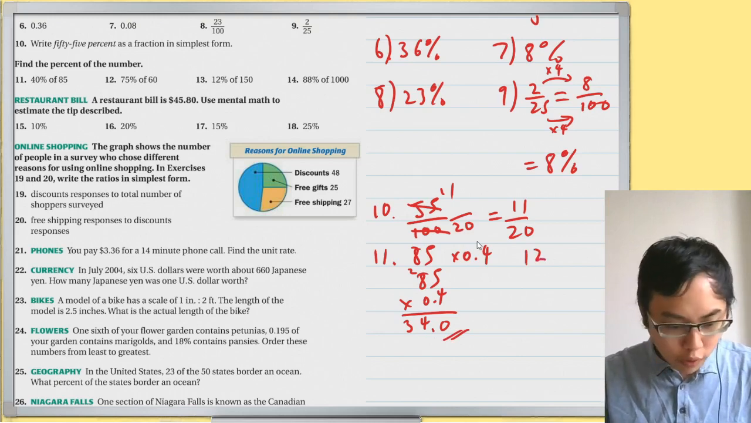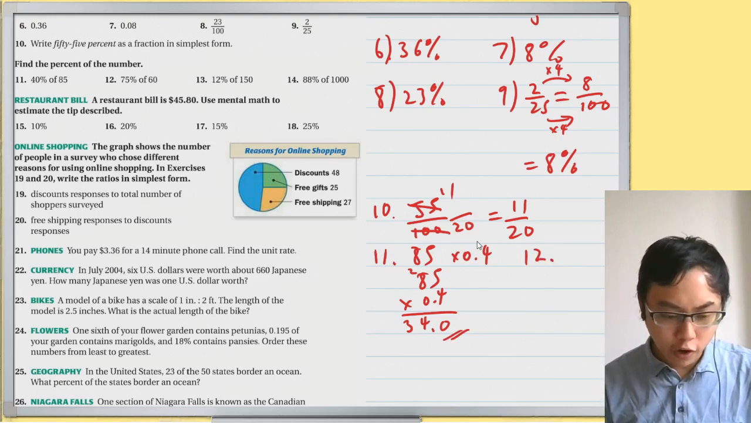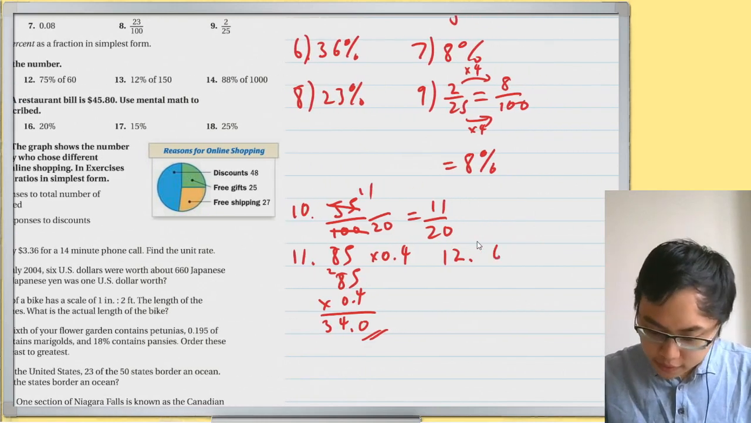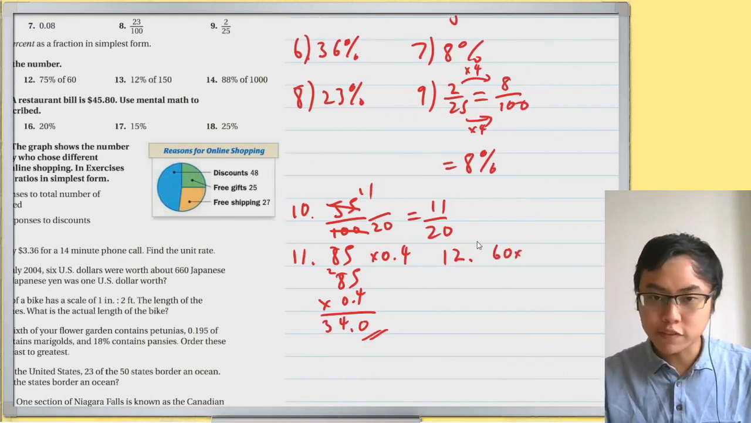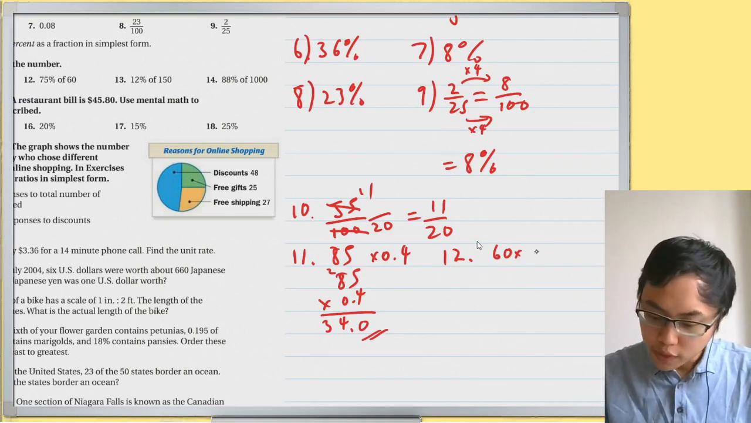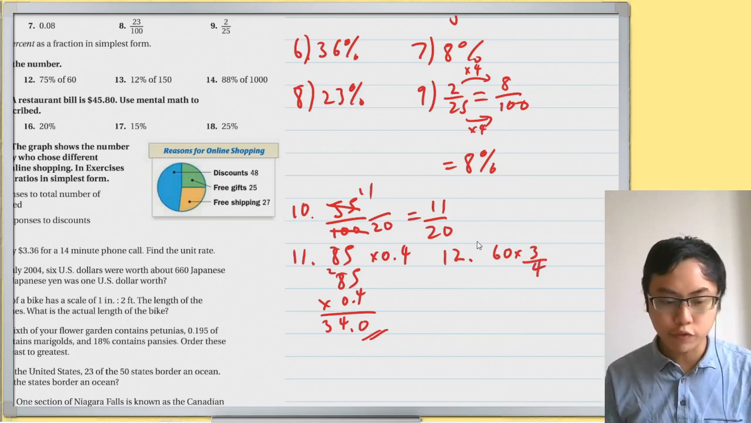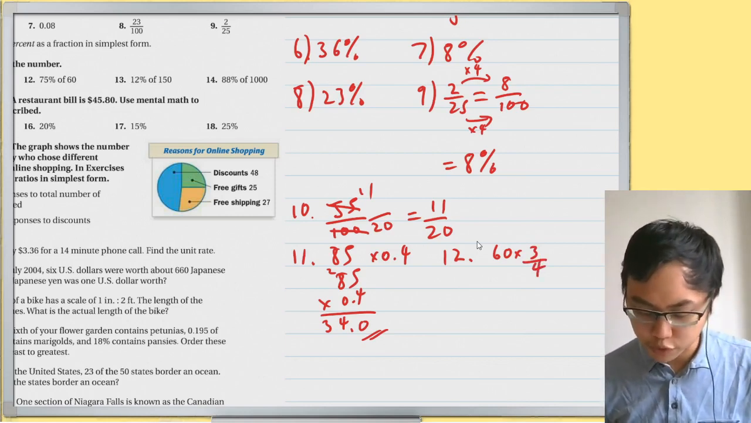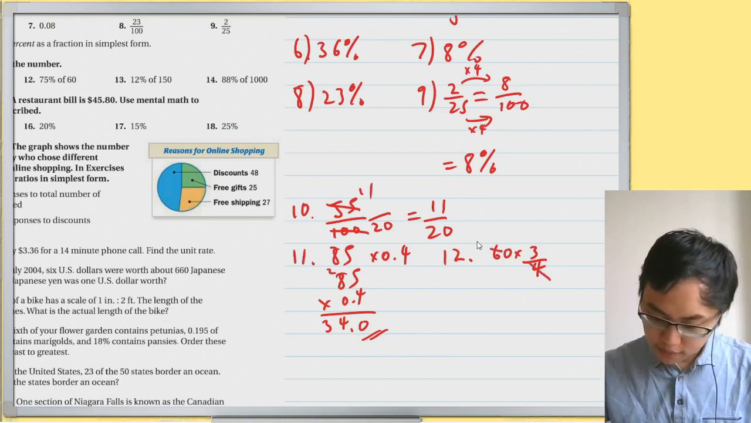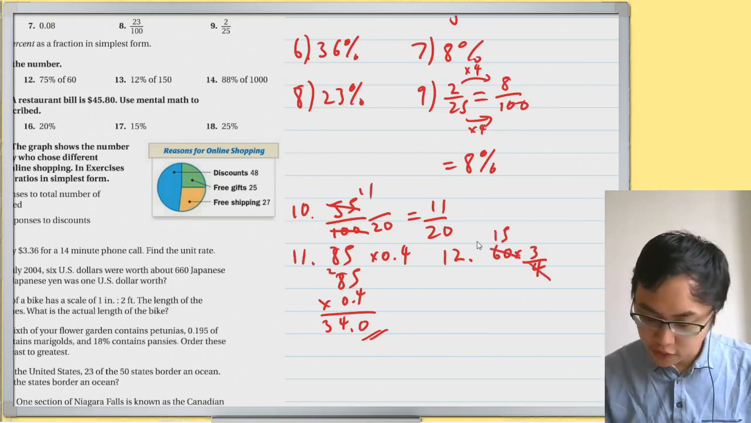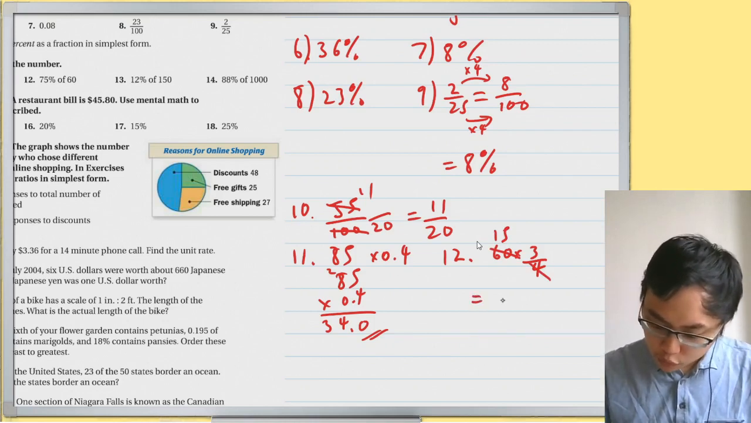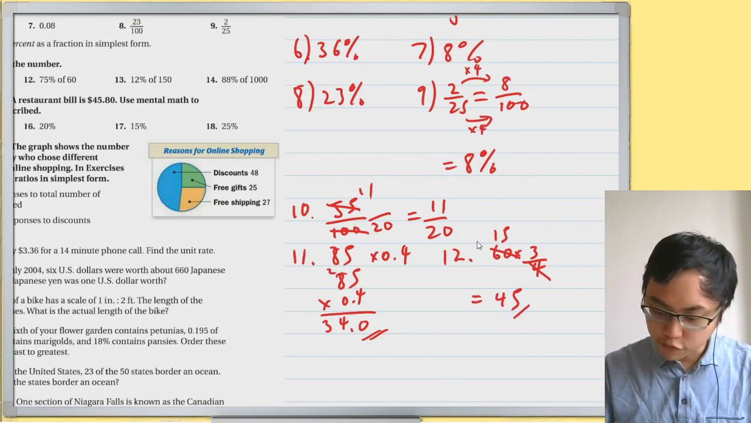Question 12, 75% of 60. So that's going to be 60 times 0.75 as a decimal, or we can write this as 3 over 4. This time I'm going to use the fraction 3 over 4 because 3 over 4 is the same as 75%. So 60 times 3 over 4, I can divide 60 by 4 first. That will give me 15. And then 15 times 3 is equal to 45. So that's 45 over here.